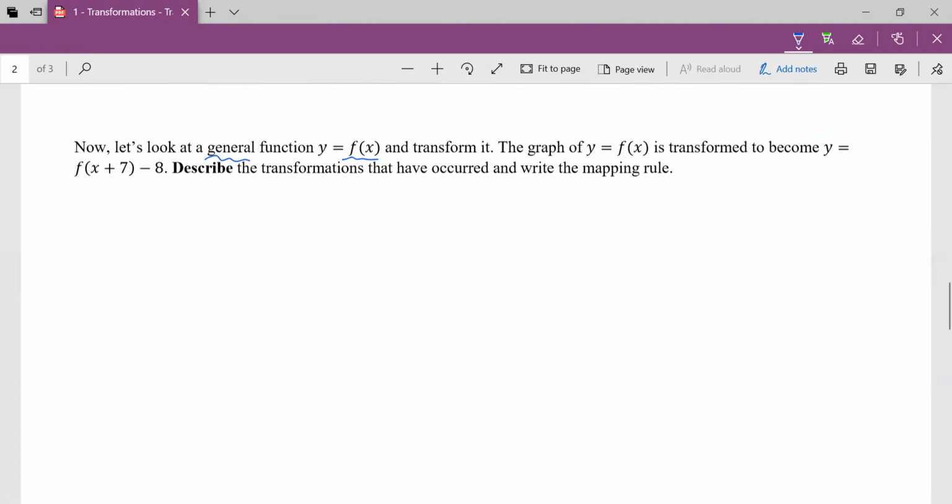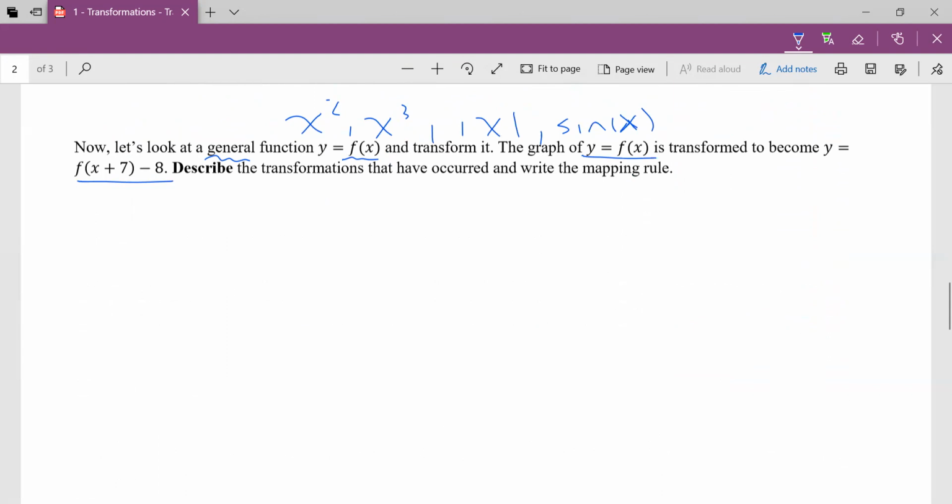So we don't know if that function is x squared, x cubed, an absolute value, or a sine function. We don't know, okay? But when we see f of x, it's just a general function. So what do we have here? It says the graph of f of x is transformed to become y is equal to f of x plus 7 minus 8. Describe the transformations and write the mapping rule.